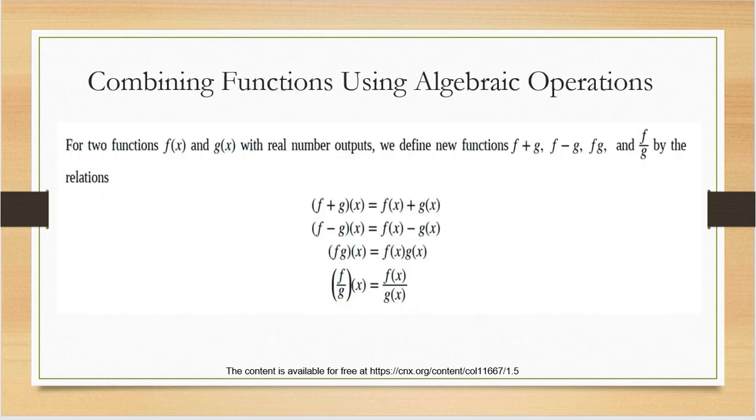So here we have operations of combining functions. f plus g of x is equal to f of x plus g of x. f minus g of x is equal to f of x minus g of x. f g of x is equal to f of x times g of x, and f divided by g of x is equal to f of x over g of x.